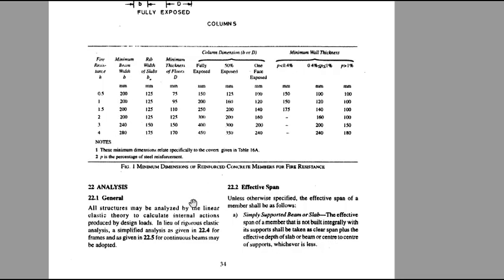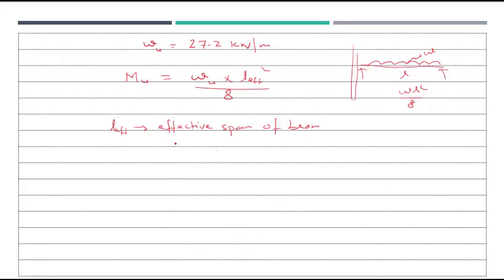So this is based on page number 34, clause number 22.2a. Your effective span is what? Minimum of center to center distance between support or clear span plus effective depth d. Whichever is minimum among these two, that will be your effective span.